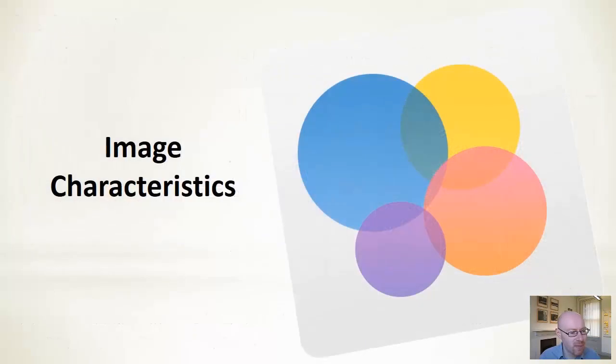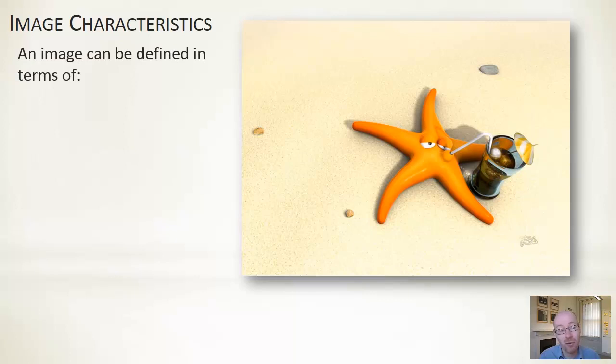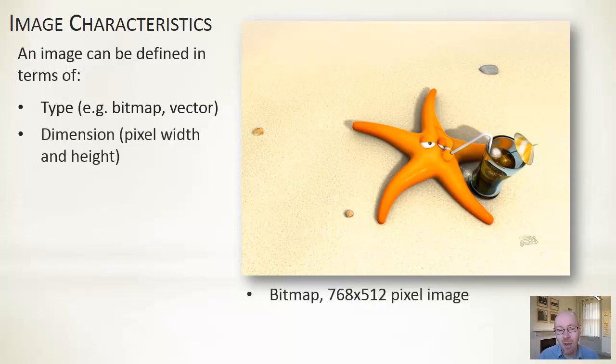So a little bit here about image characteristics. This will all be reasonably familiar stuff to you. When we think about an image, we can define it in terms of its type. So we'll mostly be using bitmap images. We also have vector images as well, which would describe it in terms of lines or rects or fills or whatever. Dimensions, which is the size of the image. In terms of bitmaps, it'll be the number of pixels in the width and the height.